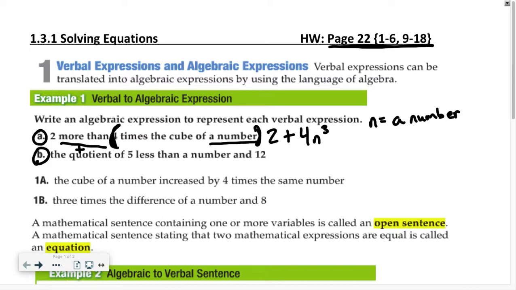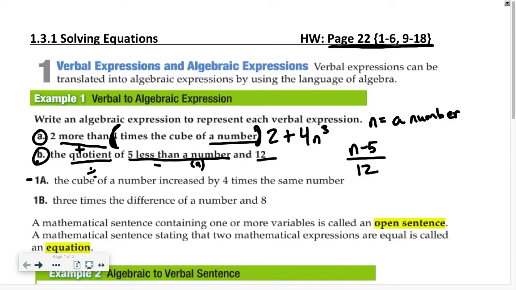For B, the quotient. Quotient means dividing. I prefer to write dividing as a fraction. So what are we dividing? 5 less than a number. Less than is subtraction. We're going to start with our variable, n, and we're decreasing it by 5. So it's actually going to be n minus 5. This is one where you have to flip those terms. It's 5 less than n, so n minus 5. And 12 is the second part of our quotient. We're doing a division, so n minus 5 over 12.